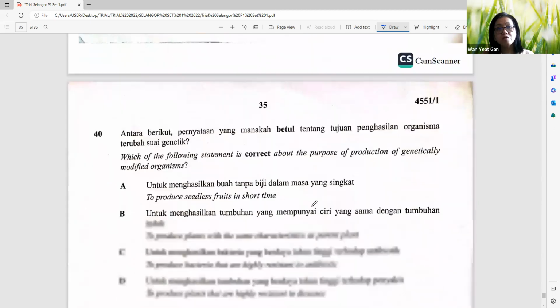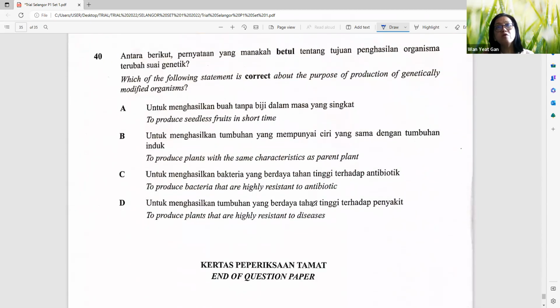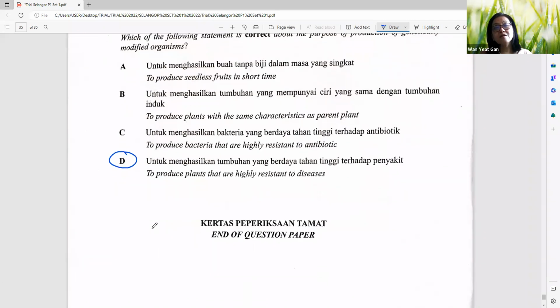Okay, the last question. Which of the following is correct about the purpose of production of genetically modified organisms? Genetically modified organisms are produced because we want plants that are highly resistant to diseases, to pesticides, to pests, right? So the answer is D.